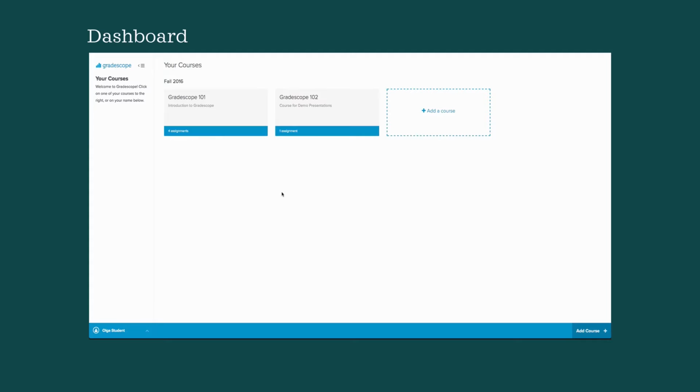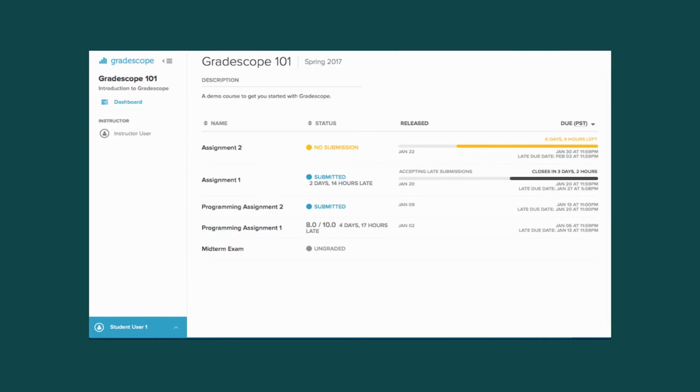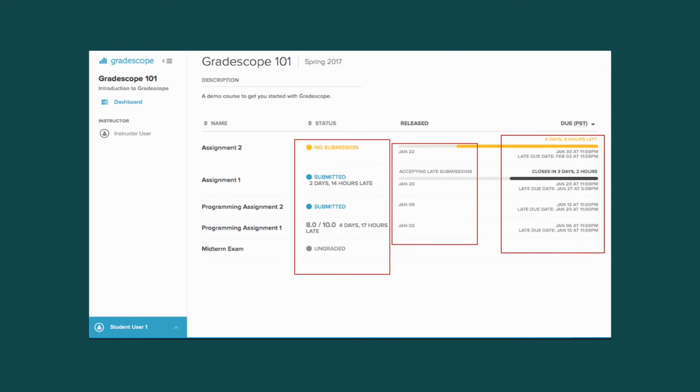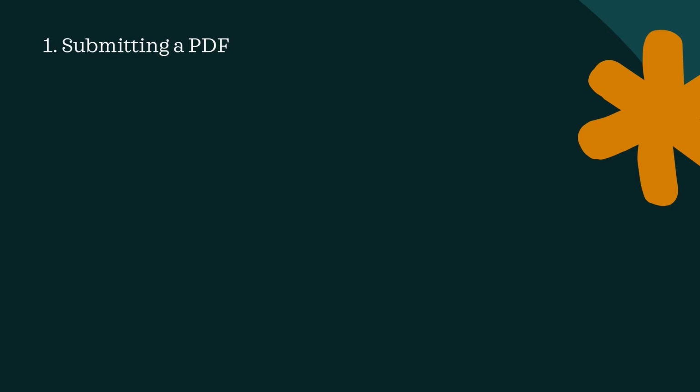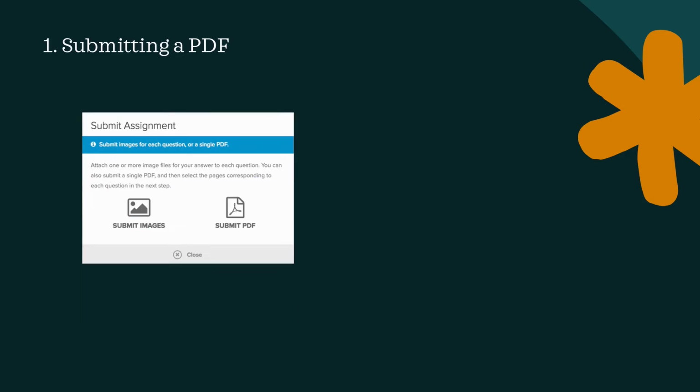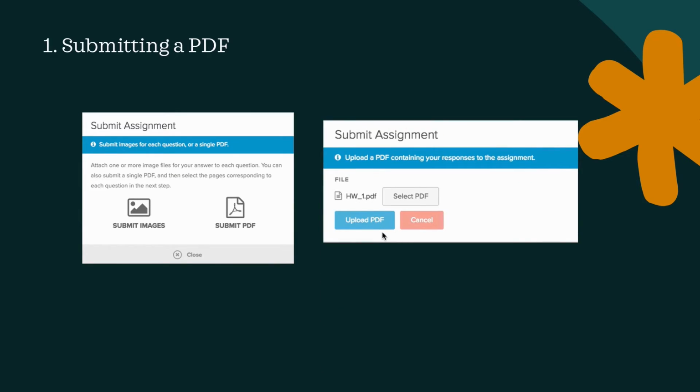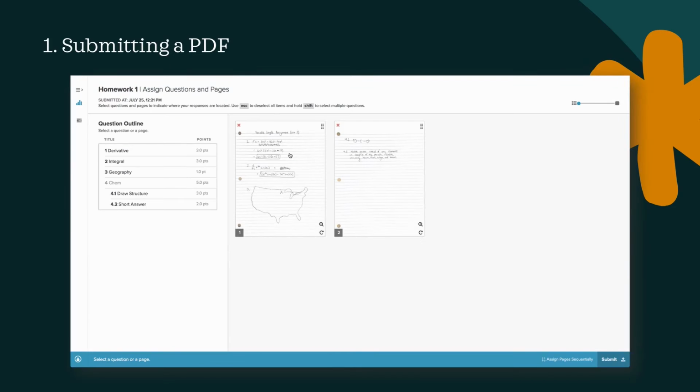On your dashboard, select the course, then you can see the list of assignments that contain the status, release date, and due date. There are some different formats to submit your assignment. First, submitting a PDF. After you create your assignment, you can see this. Then, click Submit PDF, select your file and upload. After upload, you need to assign question and page. After that, don't forget to click the Submit button.